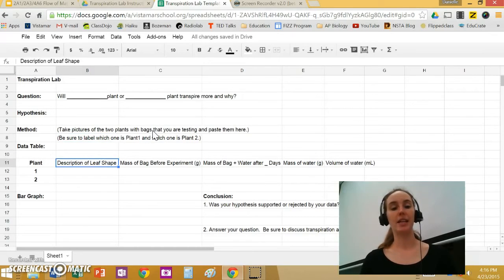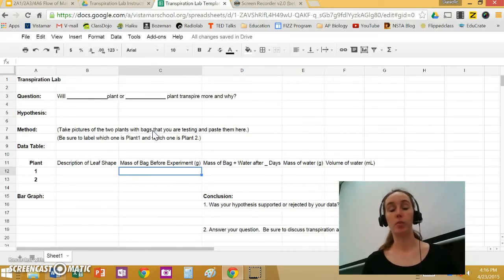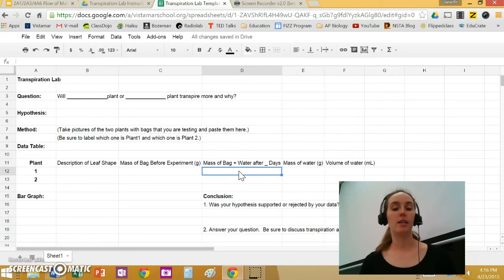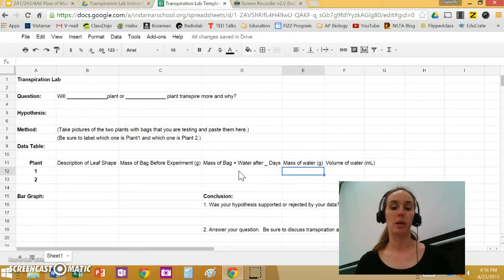So in the data table here, I have them describe the leaf shape for each one, the mass of the bag before the experiment, which they wrote on the bag, and however many days later, the mass of the bag plus water after blank days, they need to write whatever that was. Then they'll subtract, of course, and take the mass of the water and then convert that to milliliters, a 1-to-1 ratio.